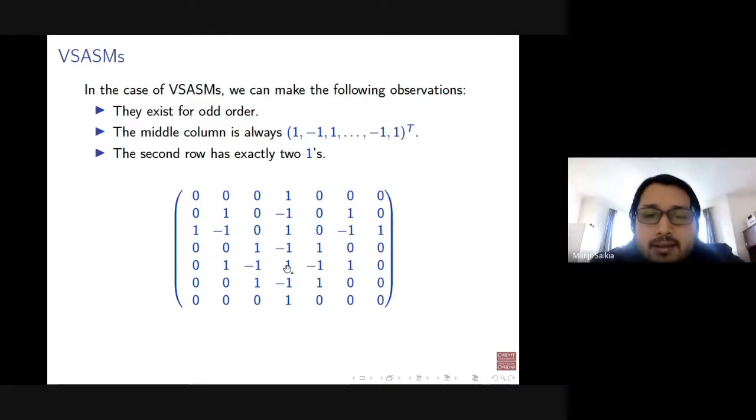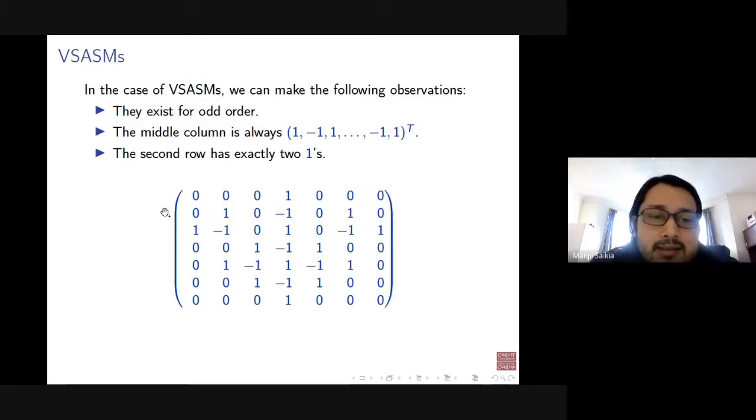And we can keep on doing this. If we keep on doing this, we can see that the middle column will always be alternating 1, -1, 1, -1, and so on for a vertically symmetric alternating sign matrix. So it makes no sense to ask how many vertically symmetric alternating sign matrices exist where the position of the 1 in the first row is fixed, because all vertically symmetric alternating sign matrices have this 1 here. So it's not a meaningful question to ask.